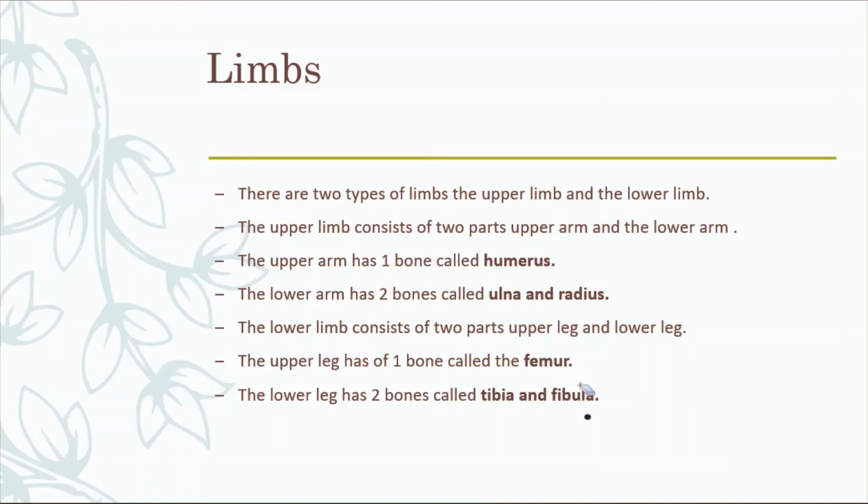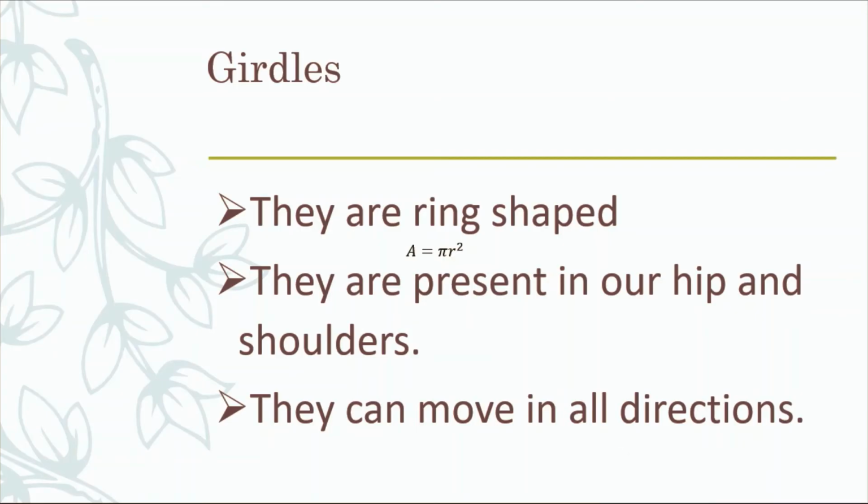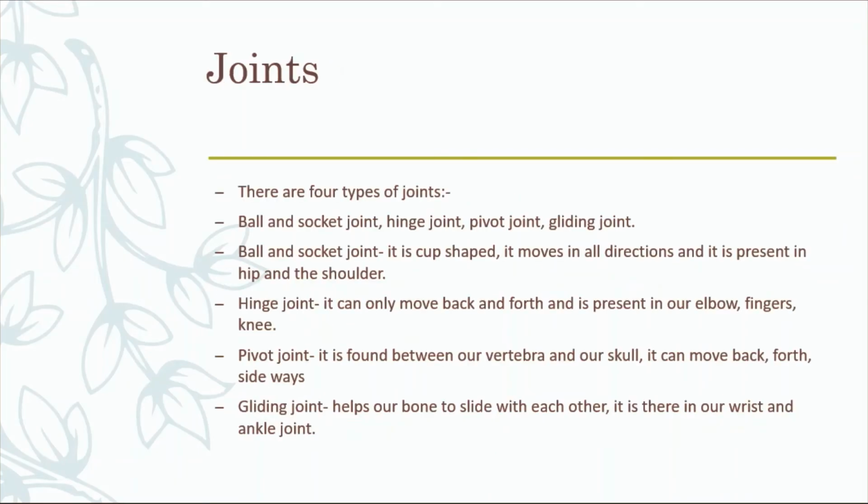Now we'll move on to the next slide. We'll learn about girdles. So now girdles are ring shaped. They're present in our hip and shoulders, and they can move in all directions. Now we'll move on to the joints. So now in the joints there are four types of joints: the ball and socket joint, the hinge joint, pivot joint, and the gliding joint.